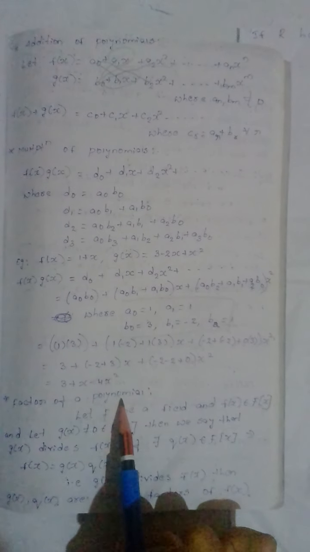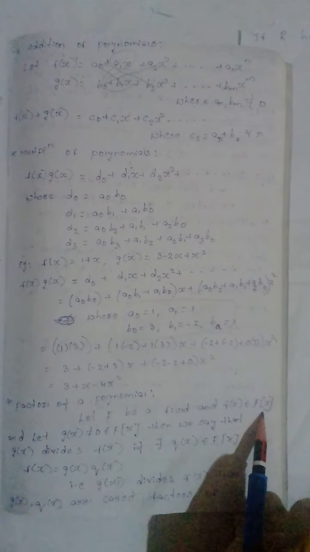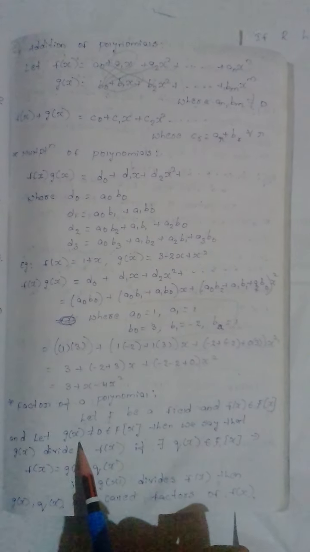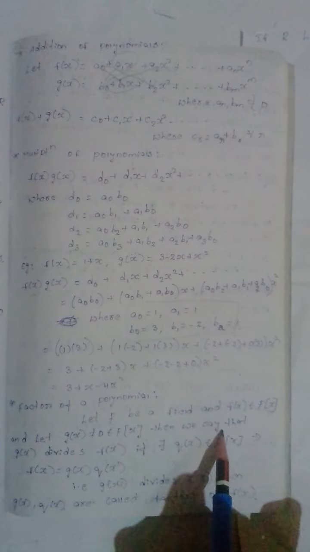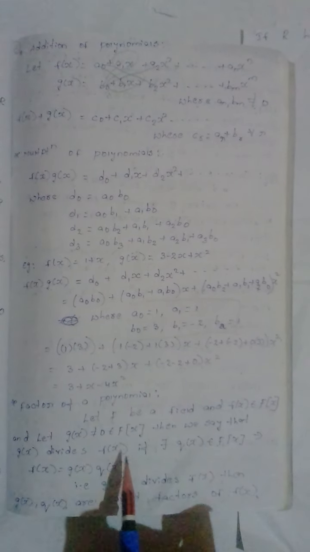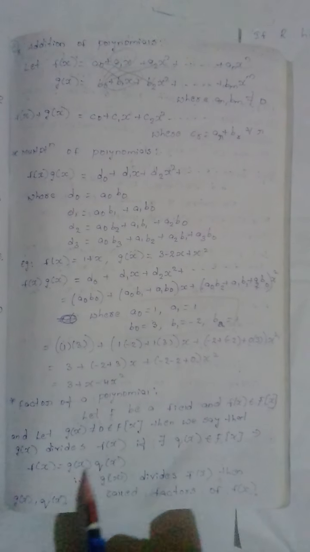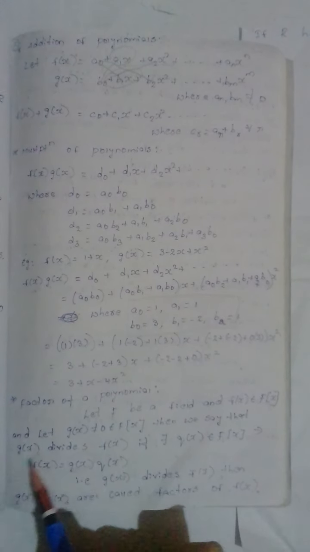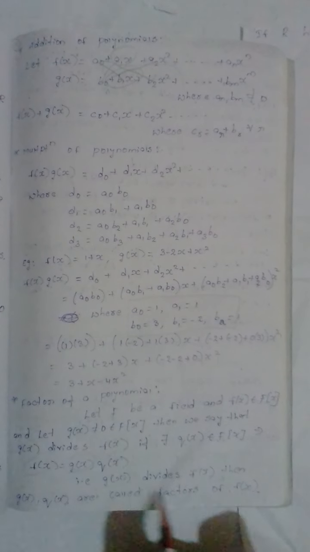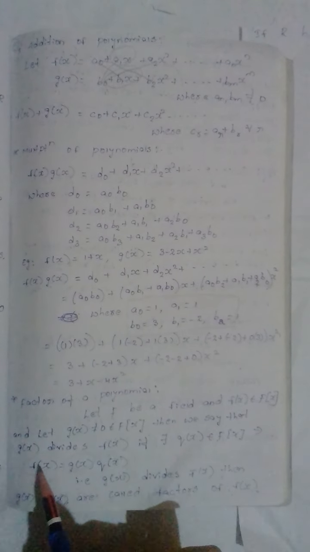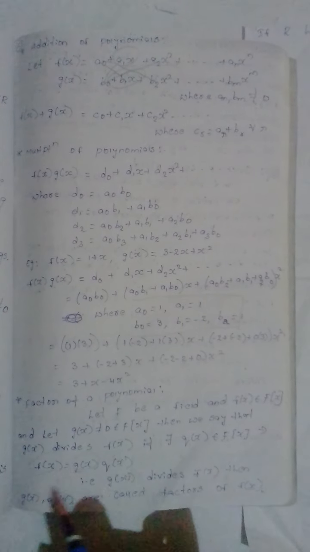Next, factor of a polynomial. Let F be a field and let small f of x belong to capital F of x and another polynomial g of x belong to capital F of x. Then we say that g of x divides f of x if there exists some q of x belonging to F of x such that f of x equals g of x into q of x. Here g of x divides f of x, and g of x, q of x are the factors of f of x. Remember this formation: factor of a polynomial means we write f of x equals g of x into q of x.